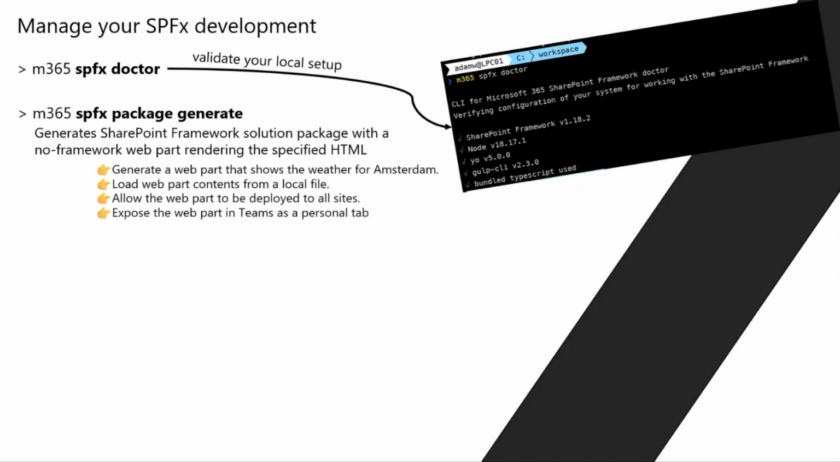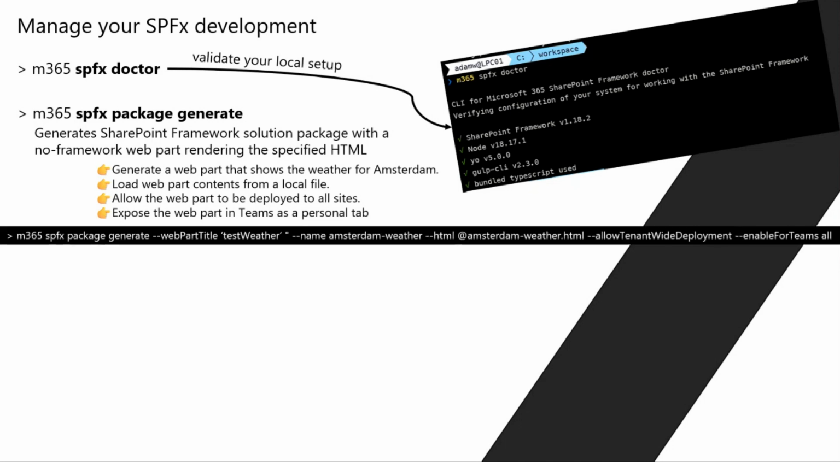So let's say we have a scenario that we need to create a web part that, of course, shows the weather in Amsterdam, as always. We need it to be tenant-wide deployed, and also allow it to be exposed in Teams as a personal app. So what would you usually do? I would usually go with the Yeoman generator and SPFx toolkit, scaffold a new project, a simple web part, add the HTML to present the weather in Amsterdam, bundle it, package, then deploy it. I also modify the configs to make it exposed to Teams, and so on and so forth.